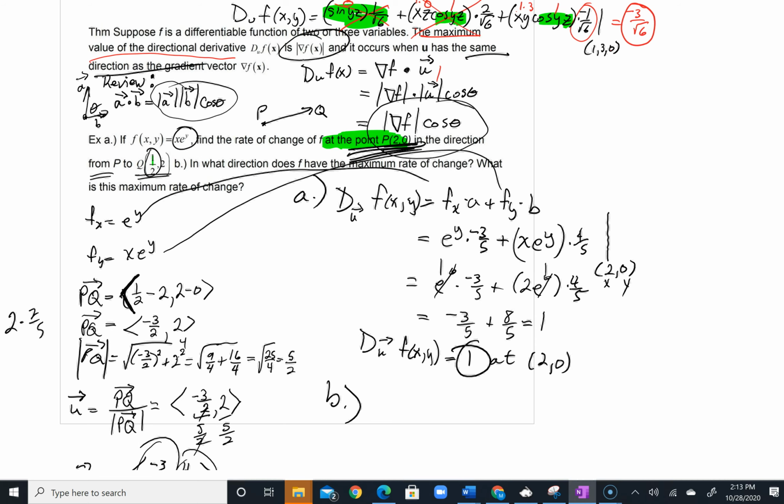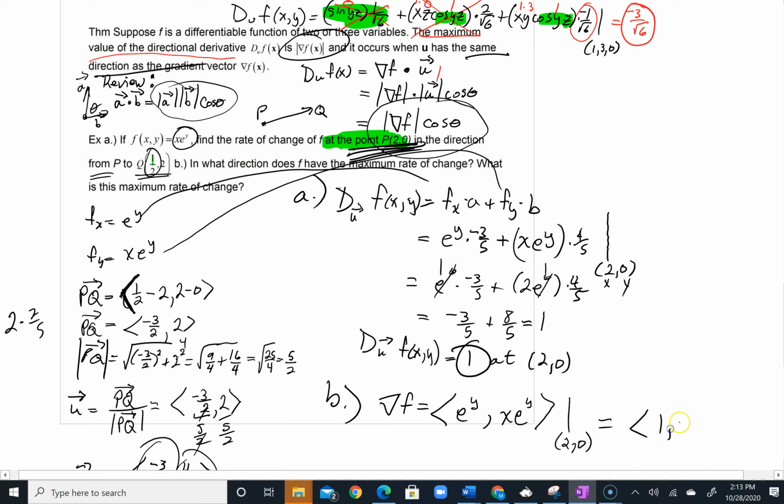So let's just review real quickly. The gradient of f is, as we saw, f sub x, f sub y, and we already did that. And of course, we could plug in the point (2, 0). We already did that earlier, right here with the 1 and the 2. You can see pretty much where we're going with that.